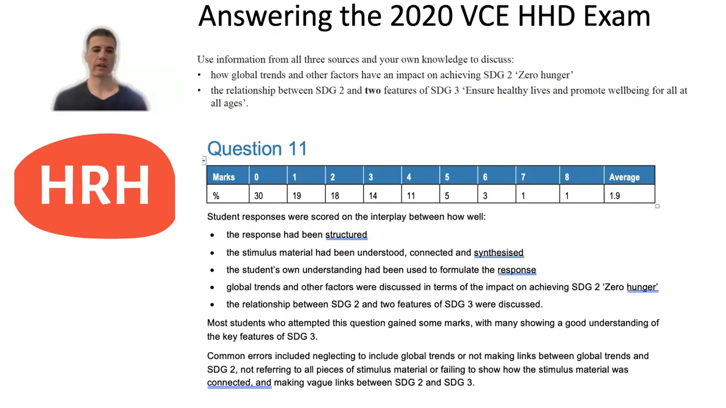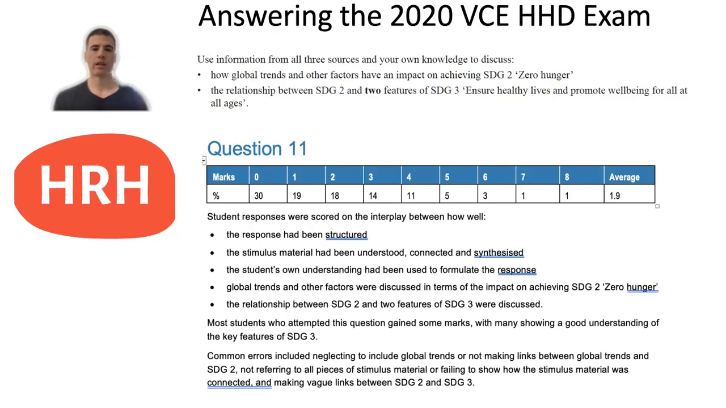So you can see it then says most students who attempted this question gained some marks, many showing a good understanding of the key features of SDG 3, but common errors included neglecting to include global trends or not making links between global trends and SDG 2, and not referring to all pieces of stimulus material, or failing to show how the stimulus material was connected, and making vague links between SDG 2 and SDG 3.